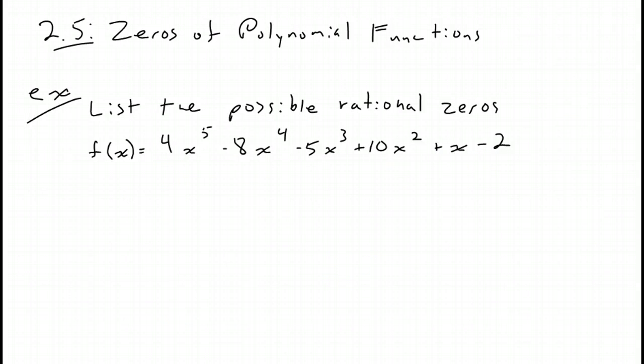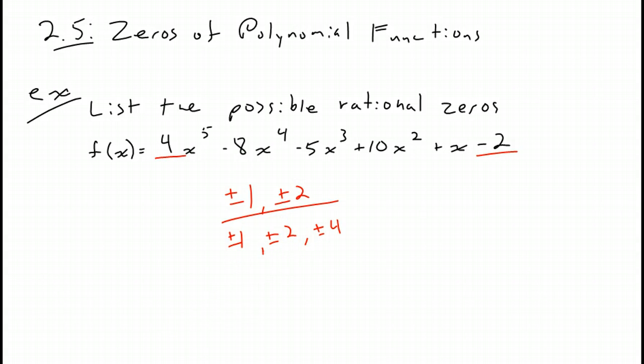Here's another example where I have to list out the possible rational zeros. This is the p over q again. My factors of my constant term, which is negative 2, over the factors of the leading coefficient. The factors of 2 are 2 and 1, so plus or minus 1 and plus or minus 2, all over the factors of 4, which are 1 and 4 and 2 times 2, so plus or minus 1, plus or minus 2, or plus or minus 4.